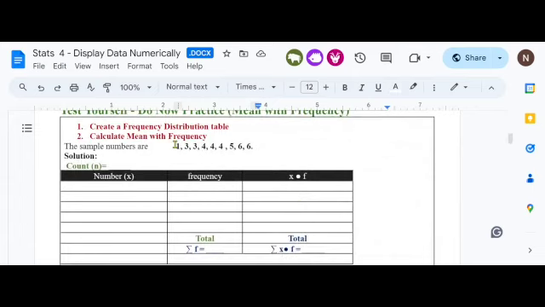Can you try to do this now? Different numbers, right? Yalla, 2 minutes. So put the numbers in order and the frequency, and then multiply the number times the frequency, and get the total. And then divide by the numbers. And what's the purpose of this? To get the mean with the frequency. That's called mean with frequency.